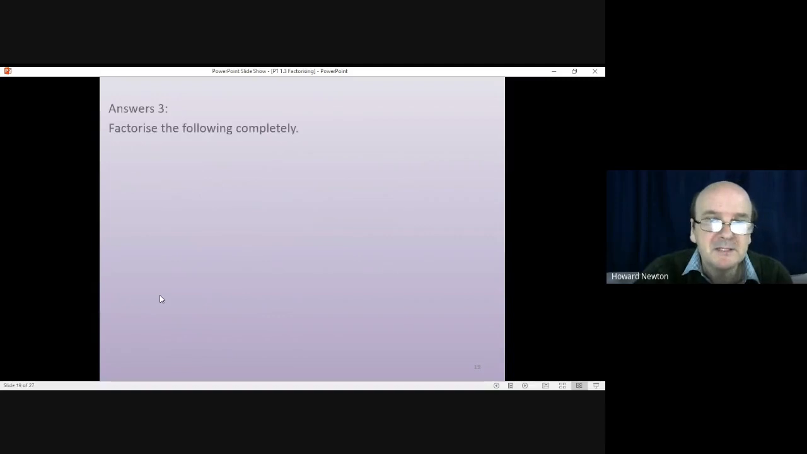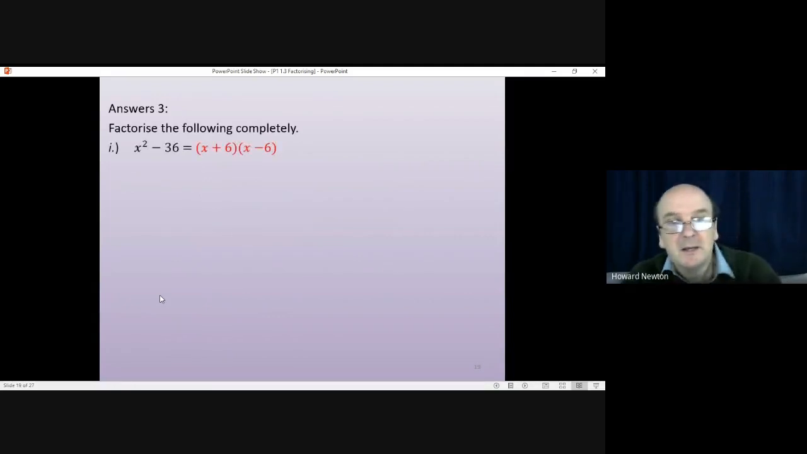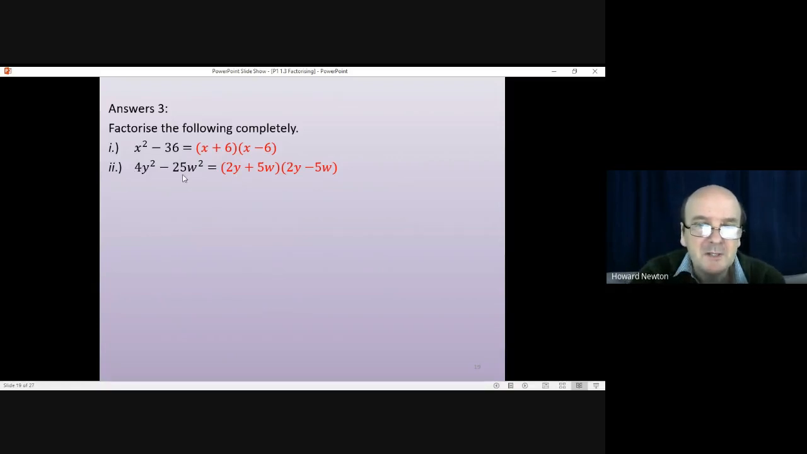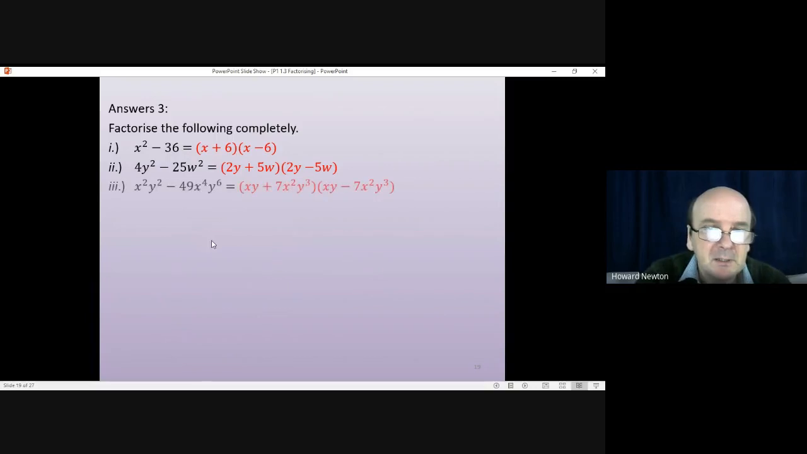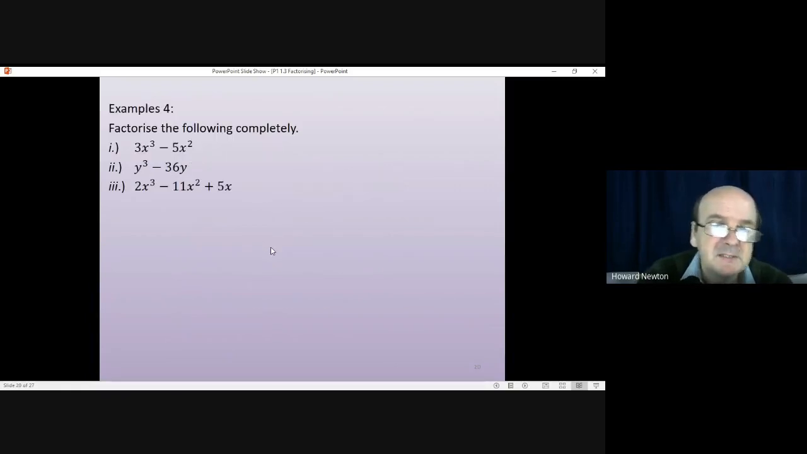X squared minus 36. You're square rooting both things. So the square root of that is x, the square root of that is 6, which gives us x plus 6 times x minus 6. Same here, the square root of that is 2y, the square root of that is 5w. 1 is plus, 1 is minus. The square root of that is xy, the square root of that is 7x squared y cubed. 1 is plus, 1 is minus.